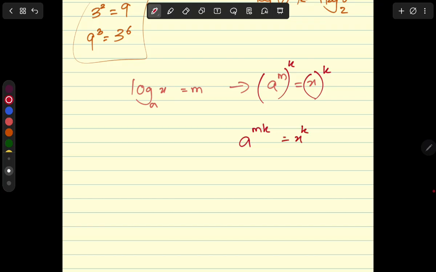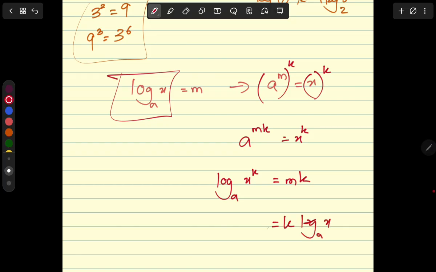Now, if x to the power k is raised to the power m, what logarithm gives mk? Of course, log of x^k to the base a is equal to mk, right? But m was what? m was log x to the base a. So I can rewrite it as k times log x to the base a, which was m. So this is the same as log x^k to the base a, and here is your general proof.